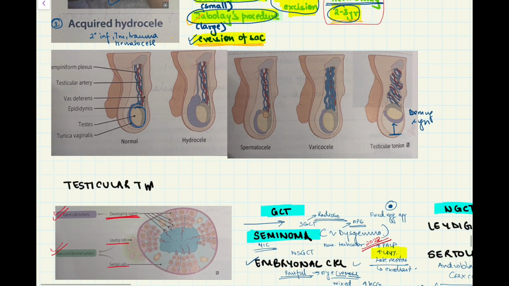Right. The next condition is spermatocele. So spermatocele is a cyst which is due to dilated epididymal duct or rete testes. Right. It is a paratesticular flocculent nodule.